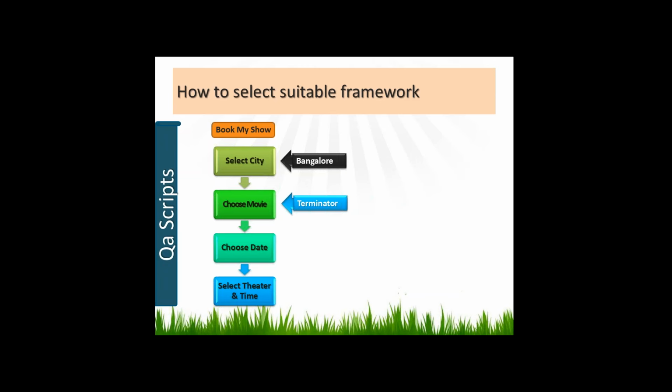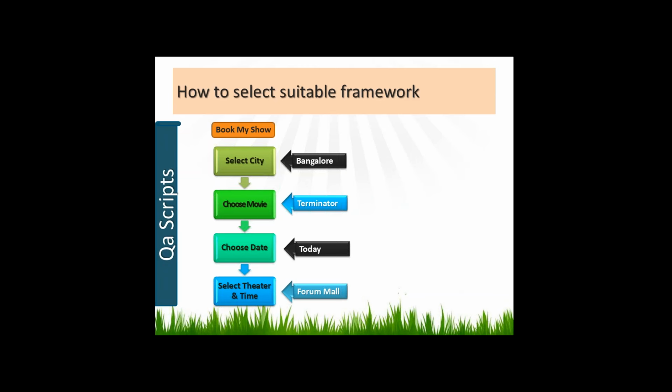Let me select Terminator as a movie. Then I have to select date. Let me select as today. And later it will ask you to select what theater you would like to, what time you would like to watch the movie. So here I will select one of the best movie theaters, Forum Mall in Bangalore.